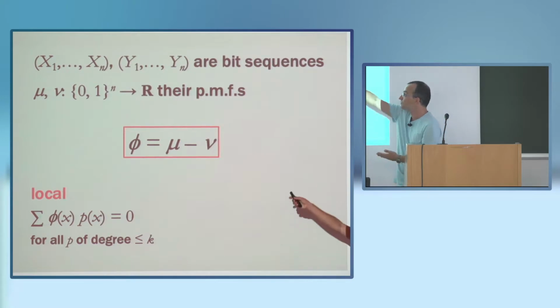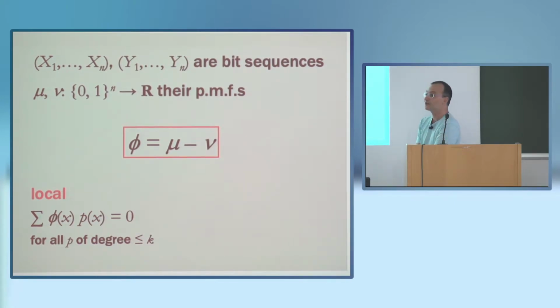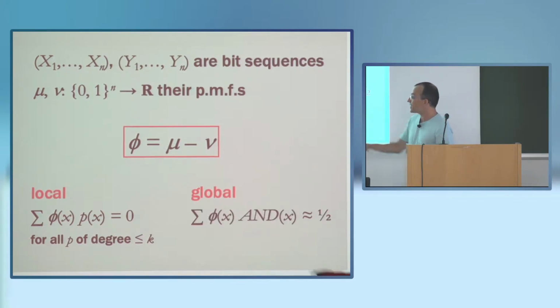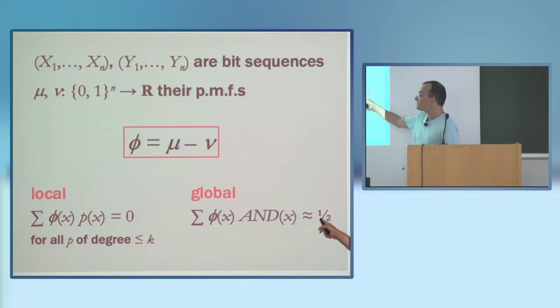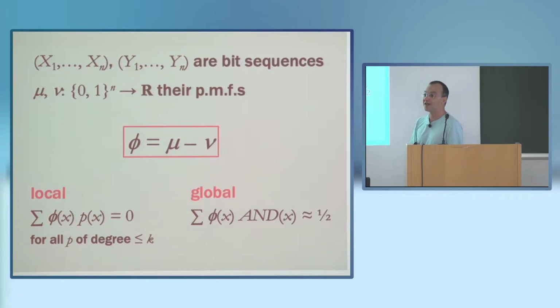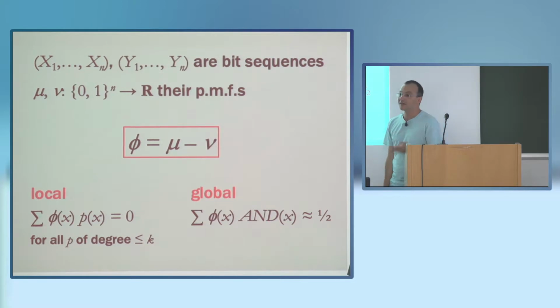I can say this difference between the two distributions is orthogonal to all low-degree polynomials. On the other hand, I want to be able to distinguish these two distributions by the AND function. So what does this mean? This means that there is some kind of global thing going on here. The global thing is that the difference of distributions has to have very large correlation with the AND function itself. 1/2 happens to be the maximum correlation that it can have for a 0, 1 function, and it says that it is close to 1/2. So the distributions align with the AND function.